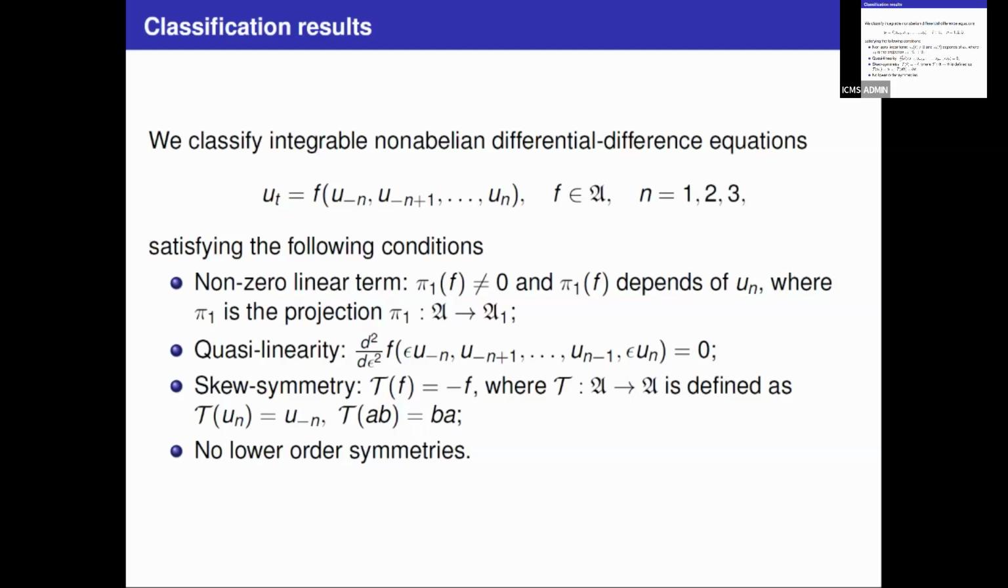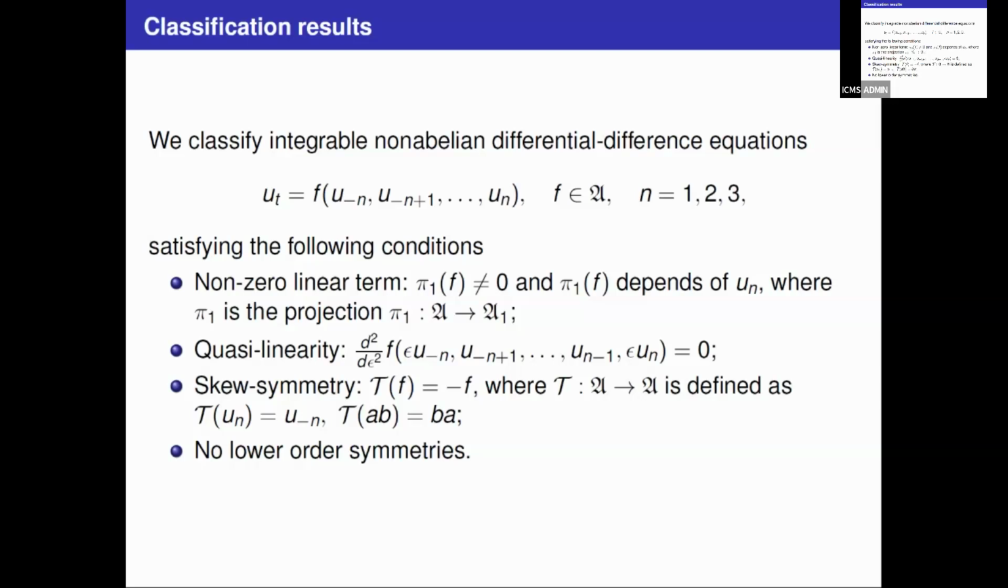Skew-symmetric means that, let's introduce this operator, which changes n to minus n and transposes elements. So it's involution and transposition. Quasi-linearity means that it depends on the highest shifts linearly. Now we need the condition that there is a non-zero linear part, and there is no constant term, which we already eliminated in the very beginning.